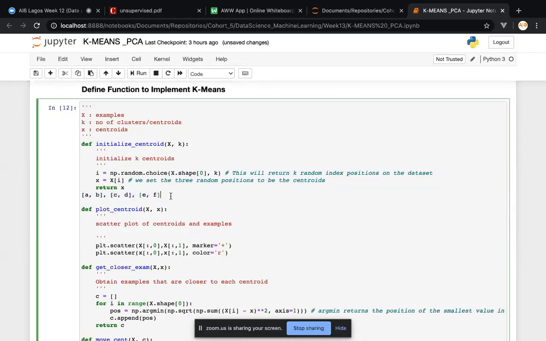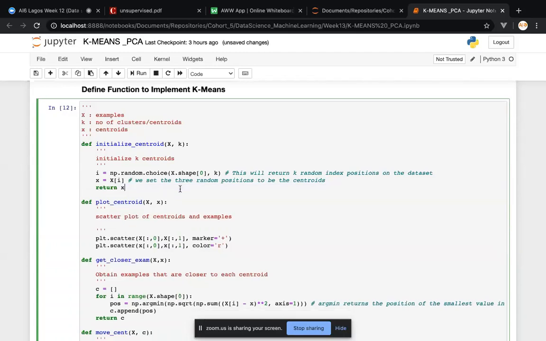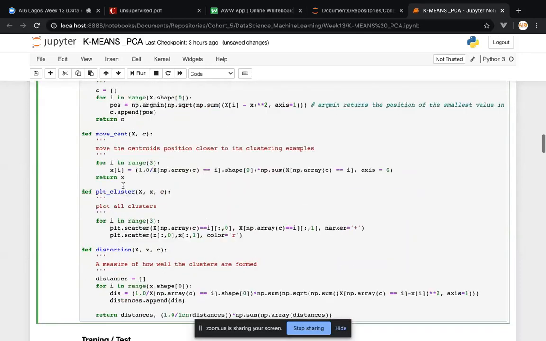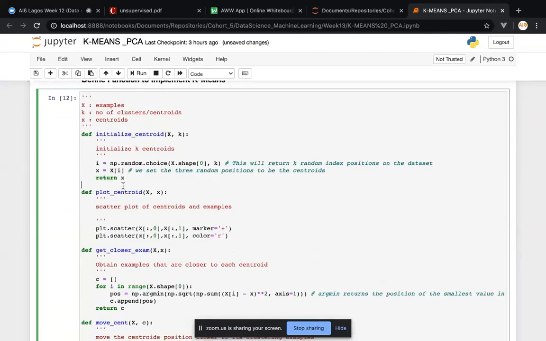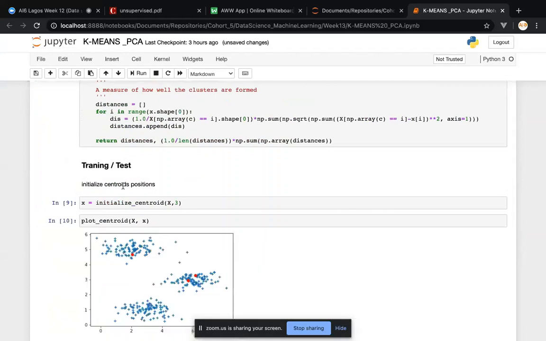So this will define the position of the first centroid. This will define the position of the second centroid. This will define the position of the third centroid. So it is for the 3 clusters that we have defined. Make sense? I assume it makes sense. And then we set the 3 positions to be the centroid. So we set these positions that we have defined here to be the centroid x, and we just return x. As we're going through it, I'll be printing so that you guys can see.